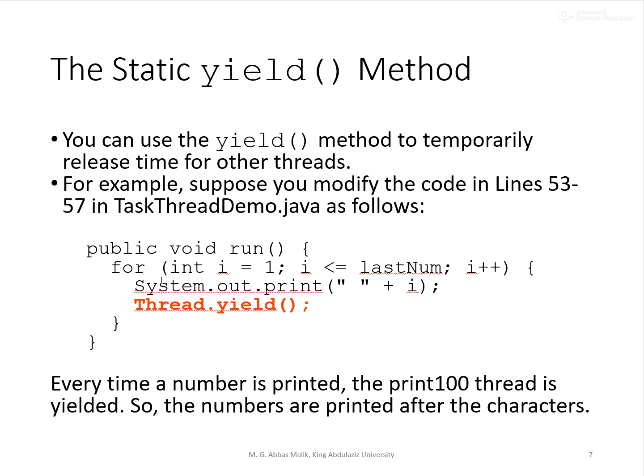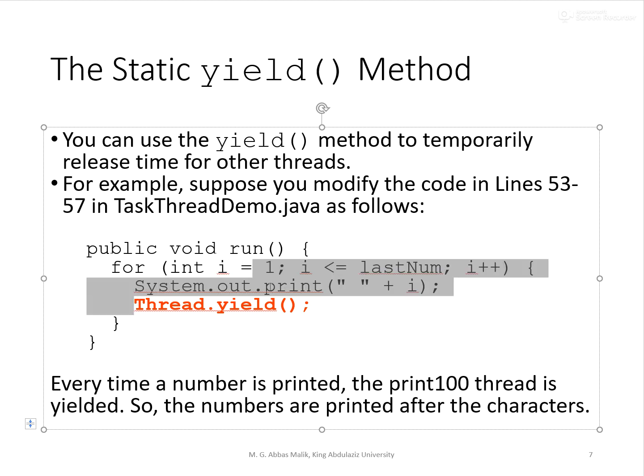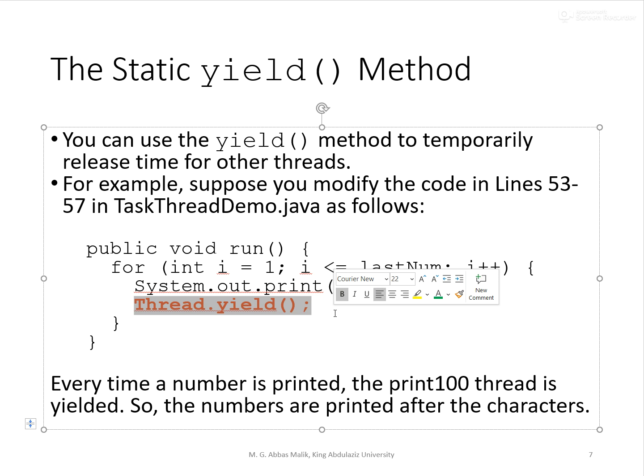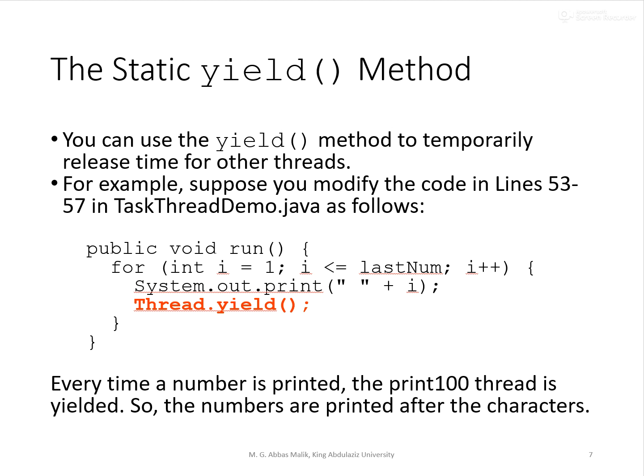So for example, you could add the yield method inside the for loops that we had in the printChar and printNum methods. For example, here in the run method, we had this for loop, and this way we were printing out the number in the printNum class. You could add the line Thread.yield after that, and that would force the thread to give up control of the CPU. You could do that.